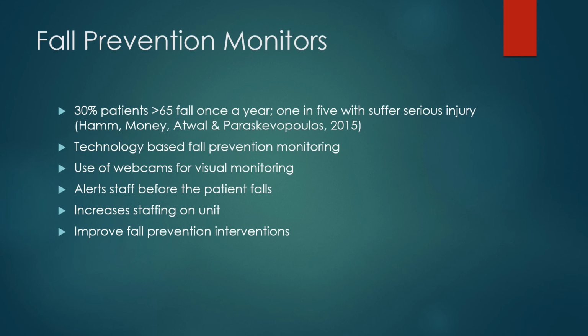One big monitoring system is fall prevention monitors. So a little statistic here, 30% of patients greater than the age of 65 fall once a year, and 1 in 5 of those will suffer a serious injury. So this is technology-based fall prevention monitoring. It's the use of webcams for visual monitoring. It alerts staff before the patient falls. Benefits to this is it increases staffing on the units. You don't have to have a one-on-one sitter in the room because you're using these webcams, and it also improves fall prevention interventions.